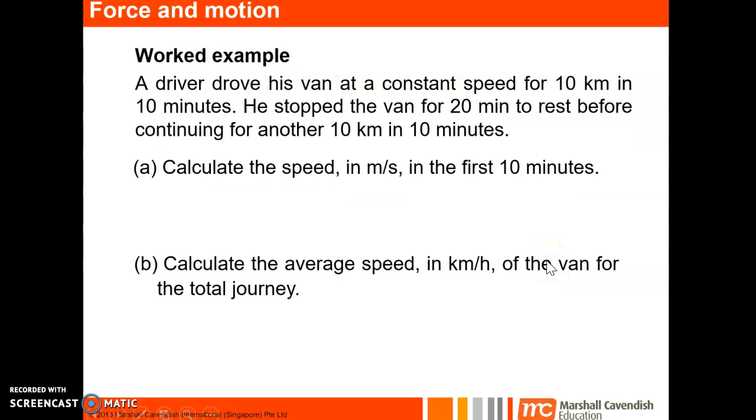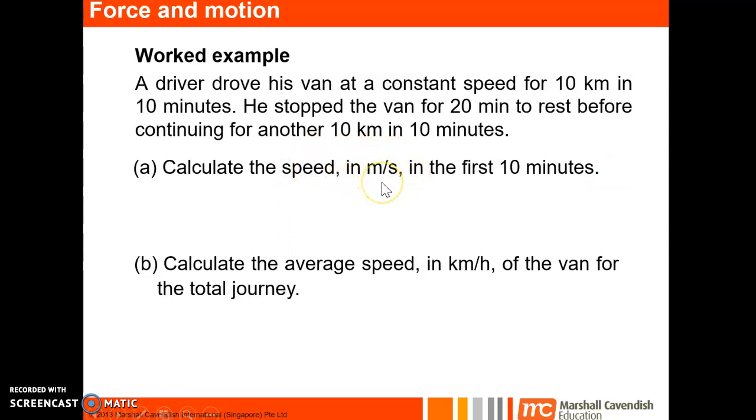Now let's take a look at the worked example that's given in your CAB. A driver drove his van at a constant speed for 10 km in 10 minutes. He stopped the van for 20 minutes to rest before continuing for another 10 km in 10 minutes. For part A, you're supposed to calculate the speed in meters per second in the first 10 minutes. In order to calculate the speed in this case, you need to take note that the unit is meters per second.